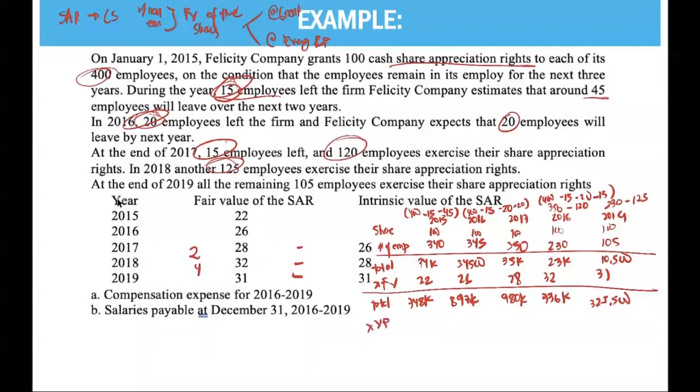Multiplied by your vesting period. So 3 years lang, no? 1, 2, 3. So by end of 2017, it is fully vested.